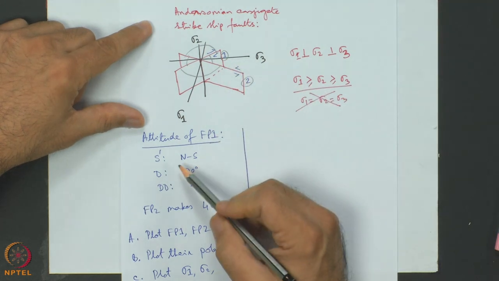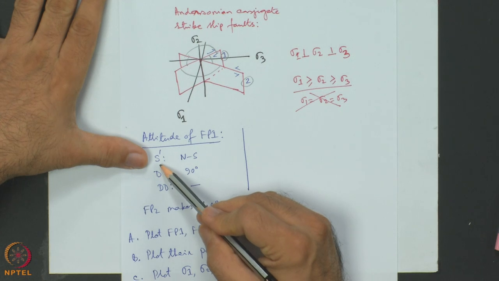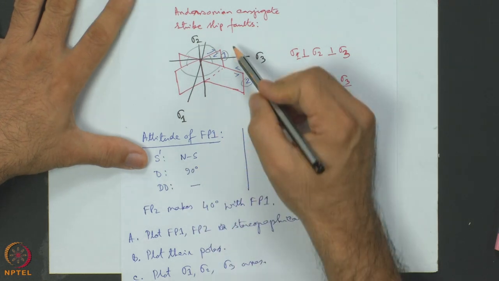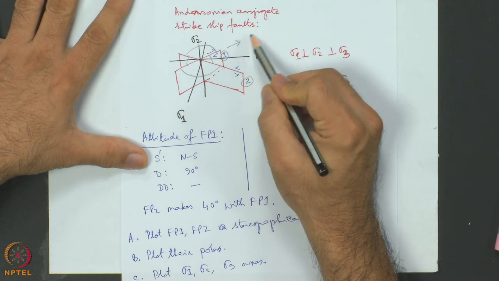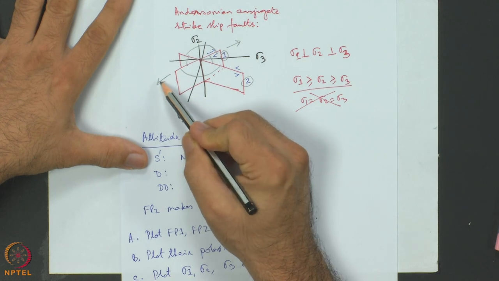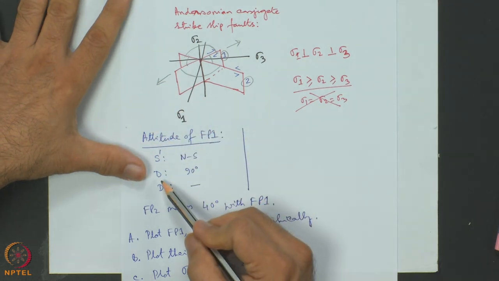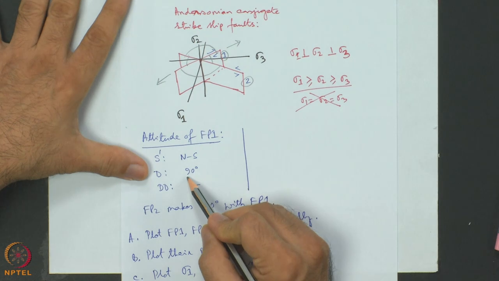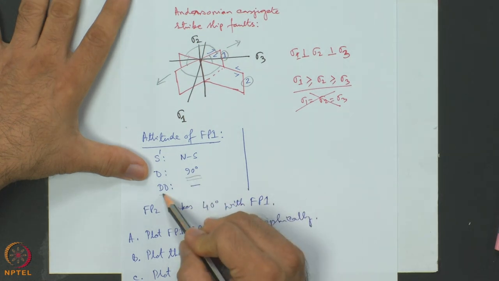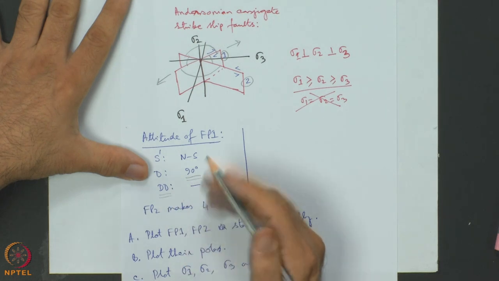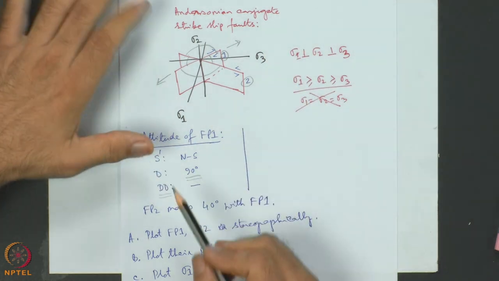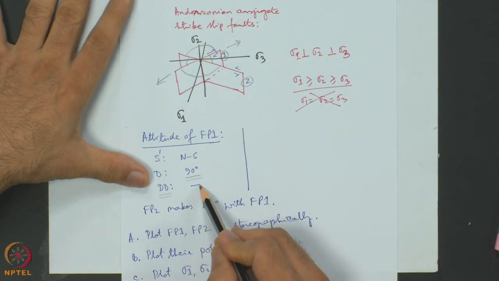For fault plane 1, the data is like this. The strike shown by S dash is north-south. That means this geographic direction can be either north or south. Accordingly, this direction will be either south or north. The dip amount has to be 90 degrees as per the Andersonian conjugate strike-slip faults. And the dip direction is undefined, because if the plane is vertical, it is not dipping in any geographic direction. So the dip direction I have given a dash here.